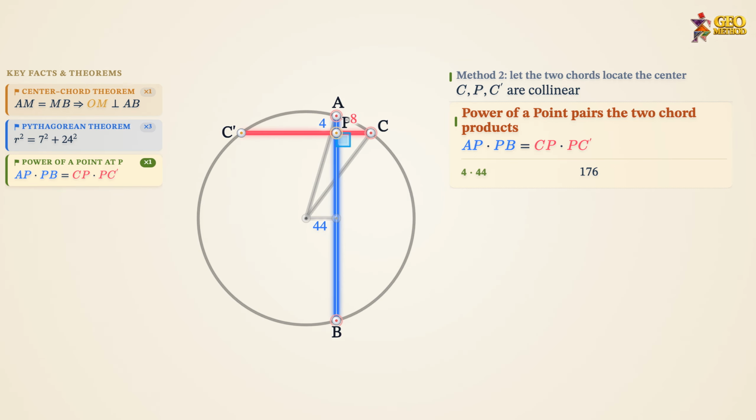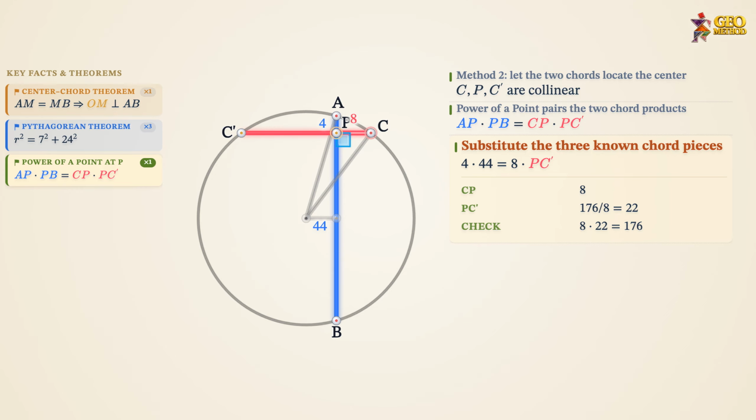Power of a point at P pairs the two pieces of one chord with the two pieces of the other. Watch segment AP and segment PB flash together first. Then watch segment CP and segment PC' flash together. Their products must be equal. Segment AP times segment PB equals segment CP times segment PC'.